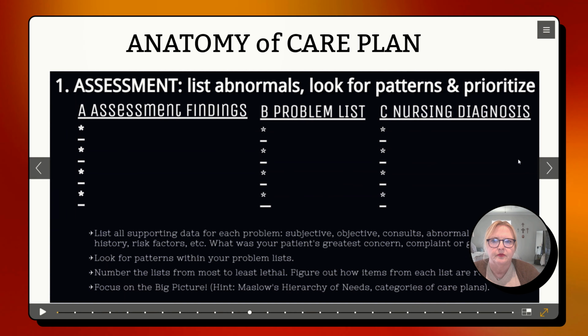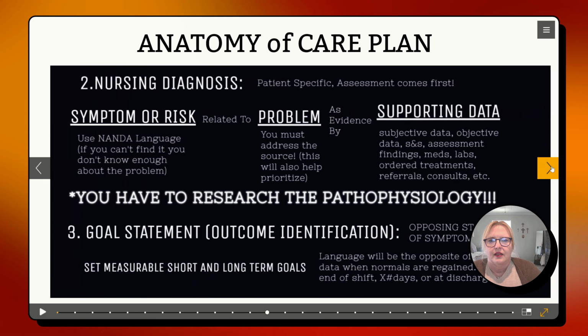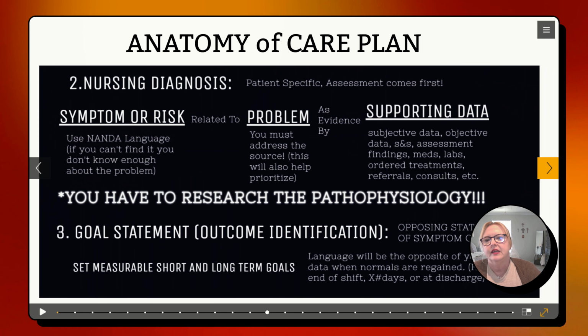Okay, so moving on. The next step is the actual nursing diagnosis. So you took those 3 columns of information with your assessment findings, with the problems that you felt like you had, with the identification of different issues and the nursing diagnosis that you have. And from that, you have picked one. So when we're looking at this slide, we are looking at one of those nursing diagnoses.